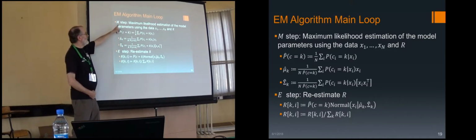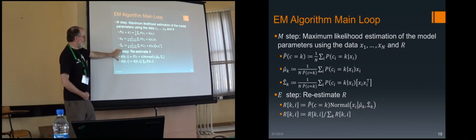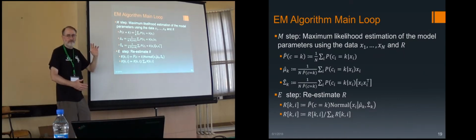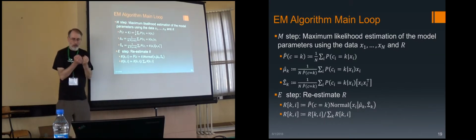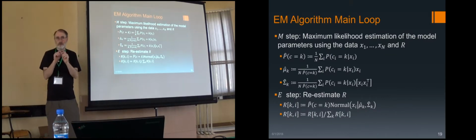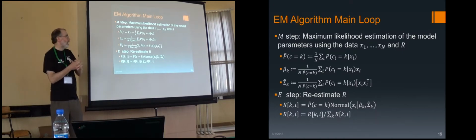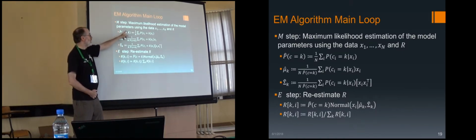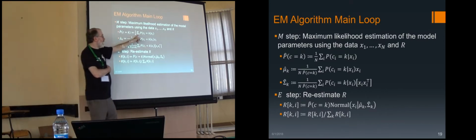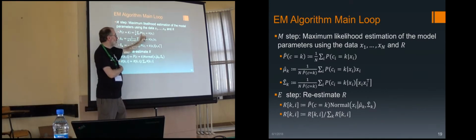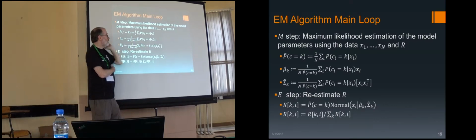So the idea is we alternate between an M step and an E step, and so that's why it's the EM algorithm. Maybe it should have been the ME algorithm. So in the M step, we assume that those responsibilities are correct, and then we can estimate the parameters of each of the Gaussian distributions. So we can say our estimate for the probability of generating a point from cluster K, we just add up all the responsibilities for cluster K and normalize them.